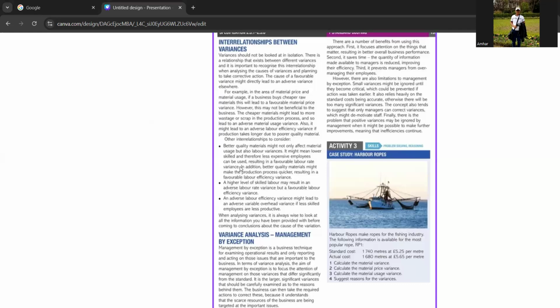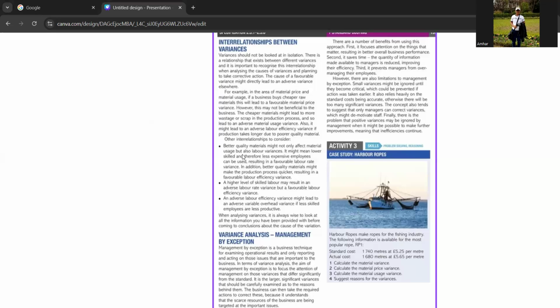So when the labor efficiency is adverse, then less expensive employees can be used. They won't provide them a proper salary, resulting in a favorable labor rate variance. So one is favorable, and the labor efficiency is adverse. That is what they are saying. And in addition, better quality material might make the production process quicker, resulting in a favorable labor efficiency variance. But then if they provide lower salary to the employees, they'll be demotivated and sometimes it will cause an adverse result also. Did you understand all that?